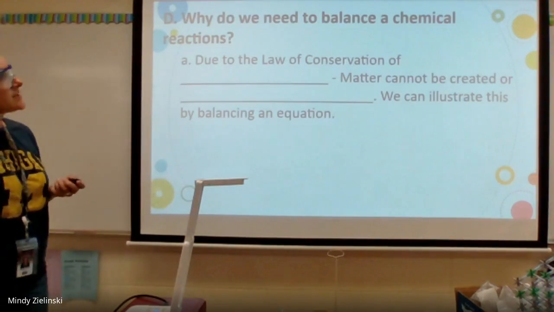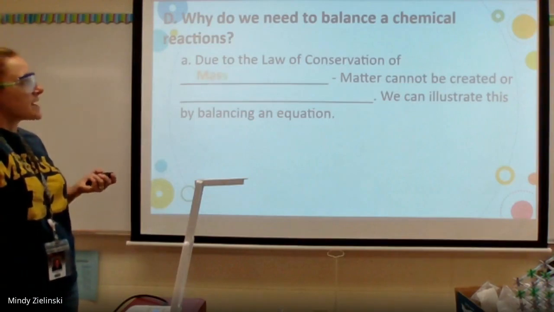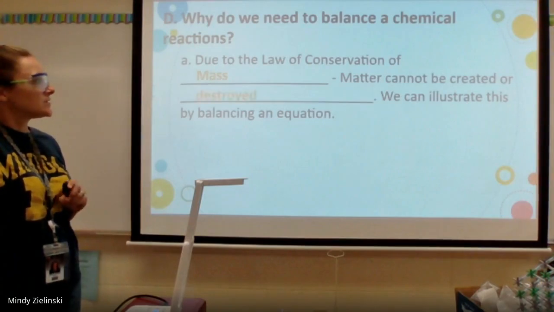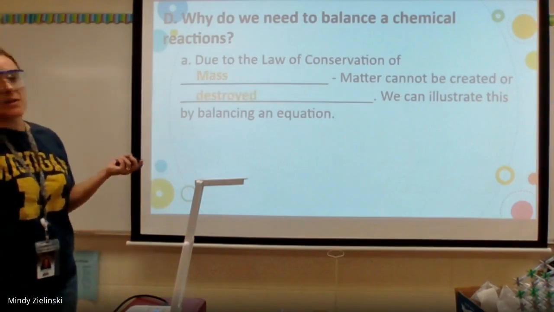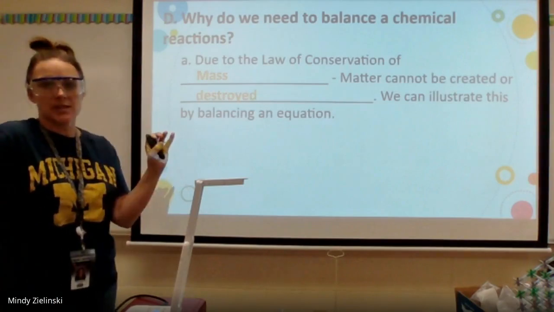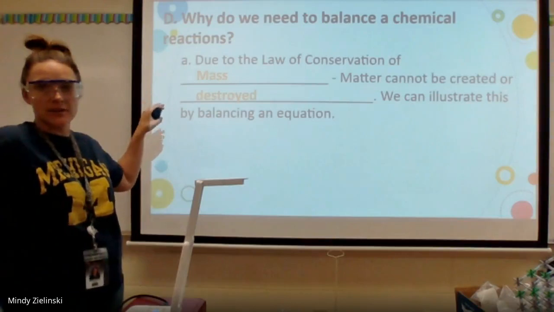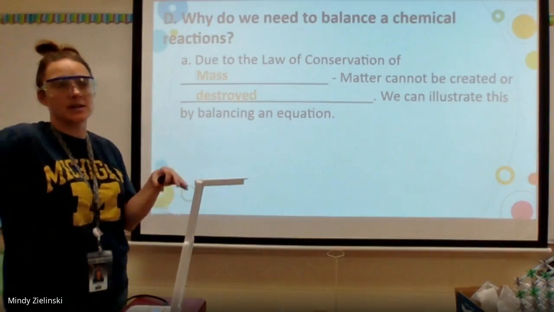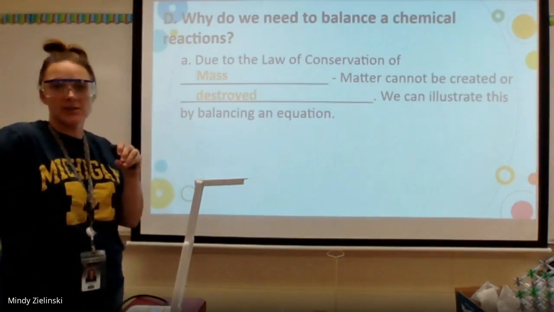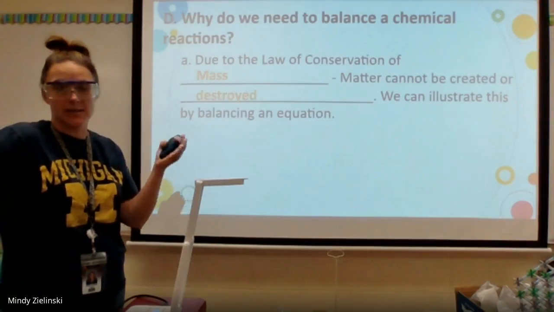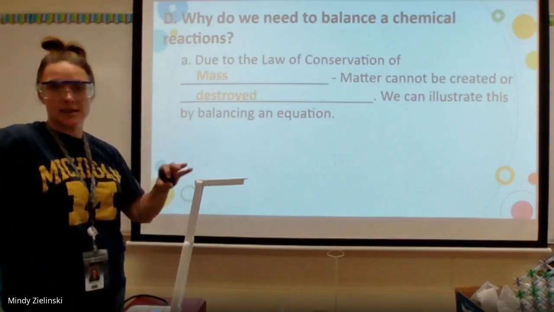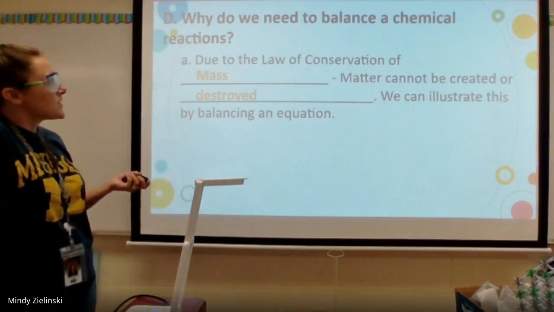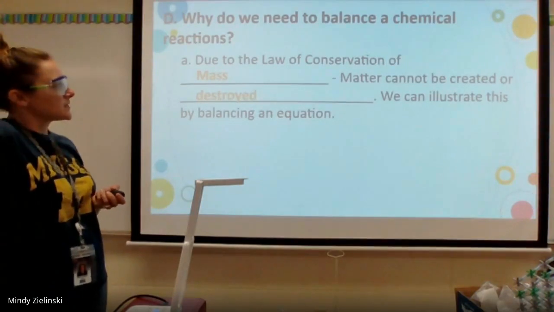Due to the law of conservation of mass, we know that matter cannot be created or destroyed. So whenever we're communicating the mathematics of a chemical reaction, we need to honor that law. We have to show that we cannot create matter, we cannot destroy matter. I cannot say that if I began with 2 hydrogen atoms, all of a sudden one of them vaporized. We need to honor this law in that chemical reaction and show that. And we're going to show that with things called coefficients. So that's what we mean by illustrating this by balancing an equation.